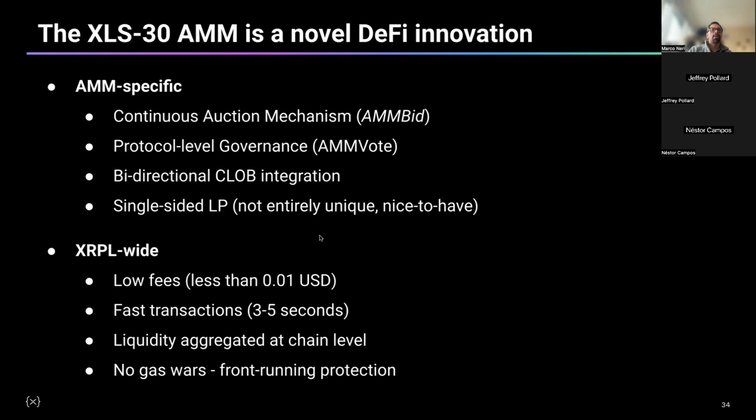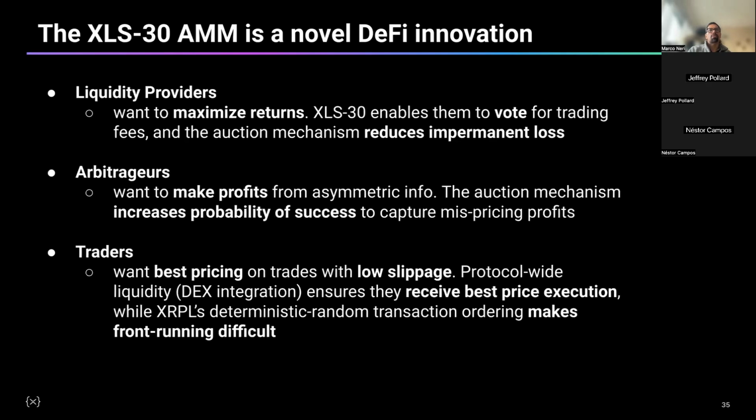One of the things that is true not only for this, but in general, is that the XRPL has very low fees and very fast transactions. So a lot of things that other blockchains are not capable of doing, like combining a central limit order book with an AMM, are possible on the XRP Ledger. All liquidity is aggregated at the chain level, and people will not be worrying about the gas they need to pay to execute one of these swaps or trades.